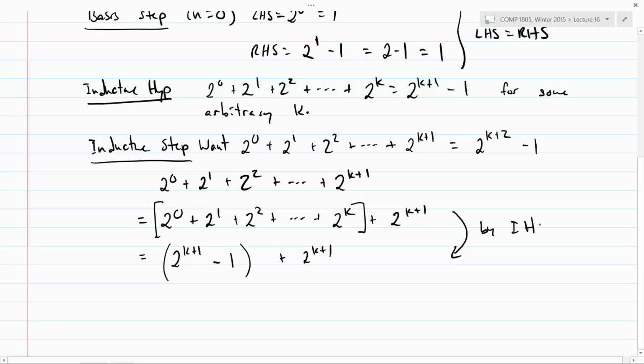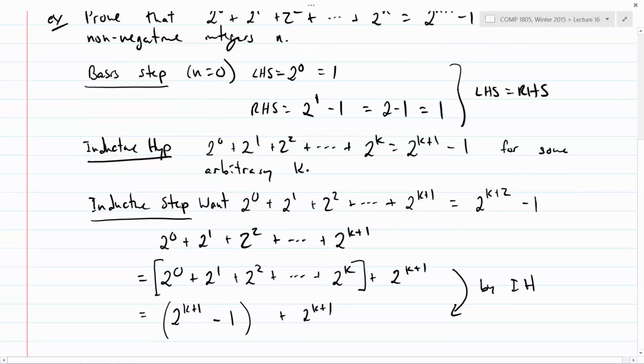Does everyone see how I applied that there? Yeah? Can you go over how you got to the k plus 2 here? Yeah, so I sub in k plus 1 for n in the original statement.